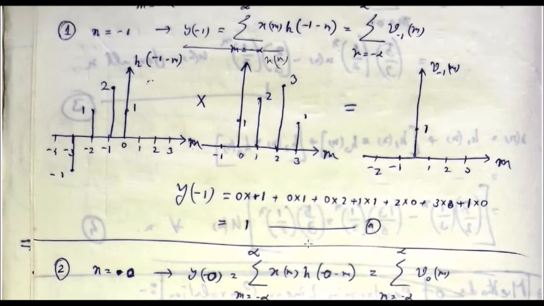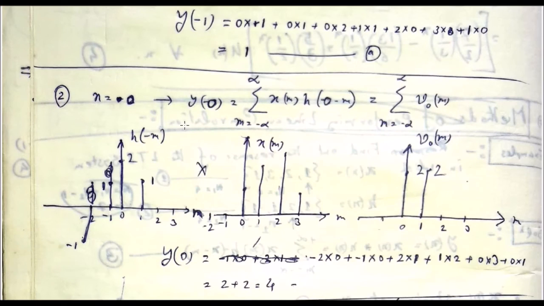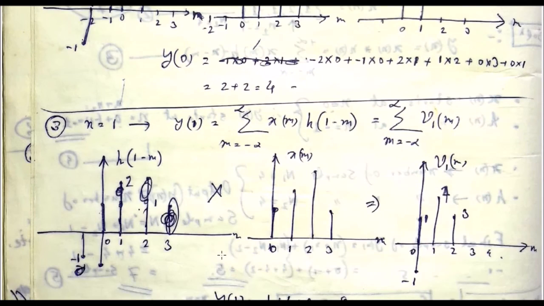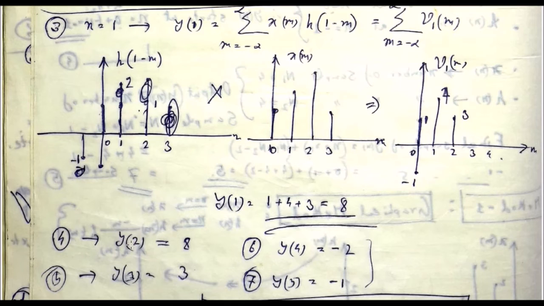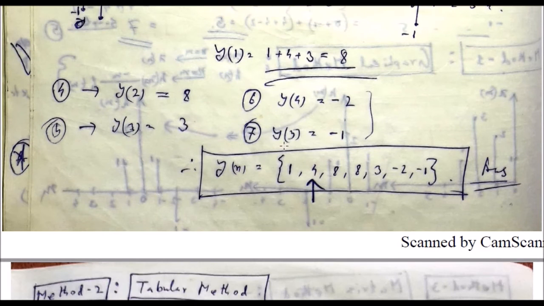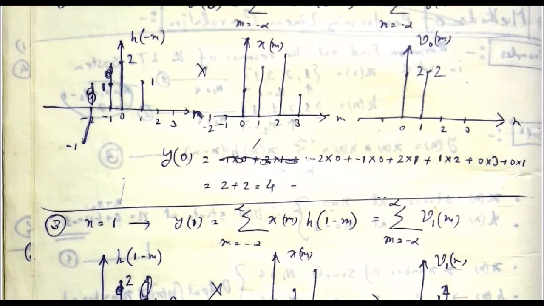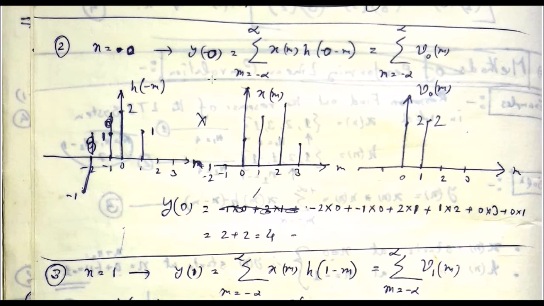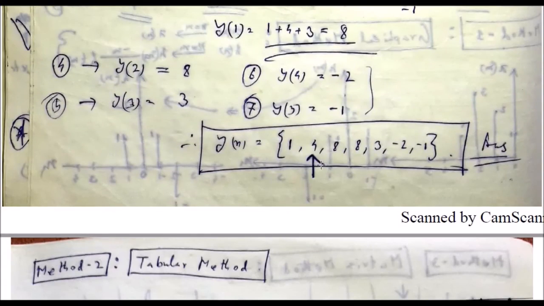Now you have the value of y minus 1 equal to 1, y0 equal to 4, y1 equal to 8, y2 equal to 8, y3 equal to 3, y4 equal to minus 2, y5 equal to minus 1. All of them have to be written as a sequence, and you know that y0 is the origin, so you have to put the up arrow below this sample. So that is the convolution procedure, graphical method.